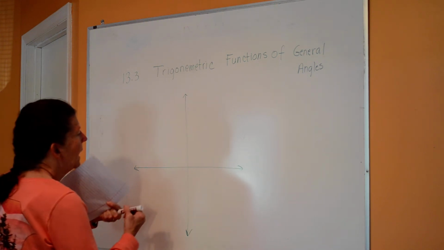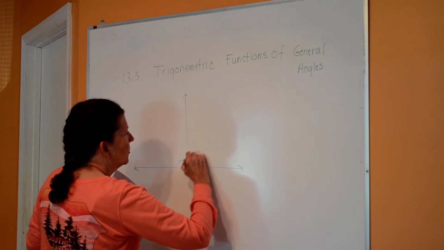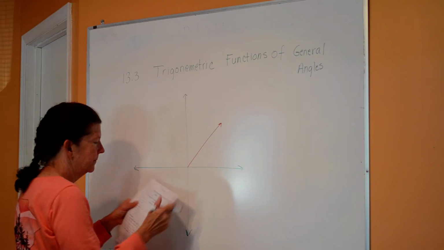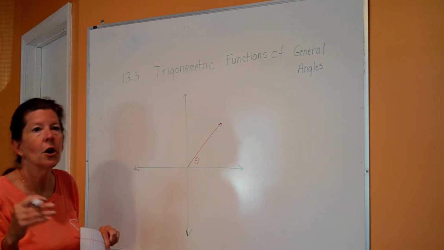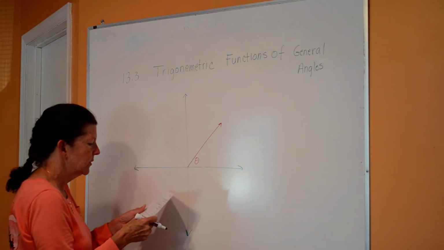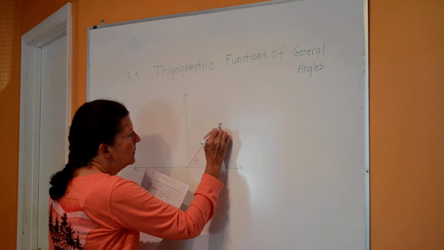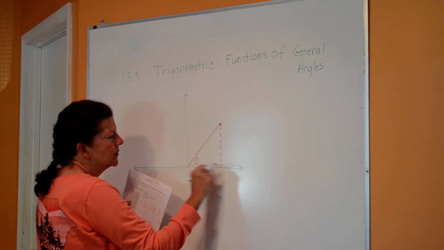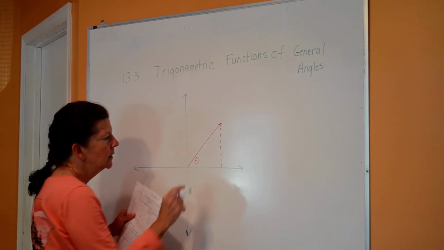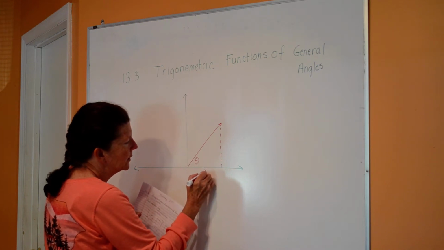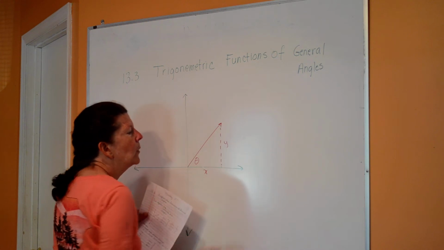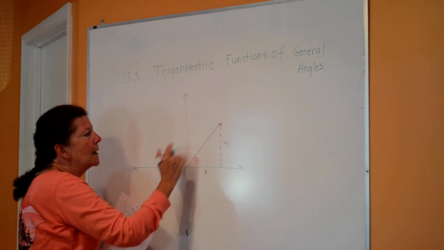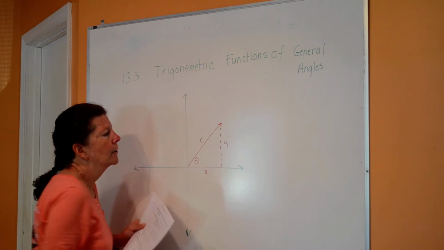Let's say I have a terminal side right there. So I've got a theta. Now theta is like an unknown or an x for an angle, so it's just another way to say it. I'm going to drop a straight line down right here so that I form a right triangle. Well, the distance over here is going to be my x. My distance up is going to be my y. And then I'm going to call my hypotenuse r.